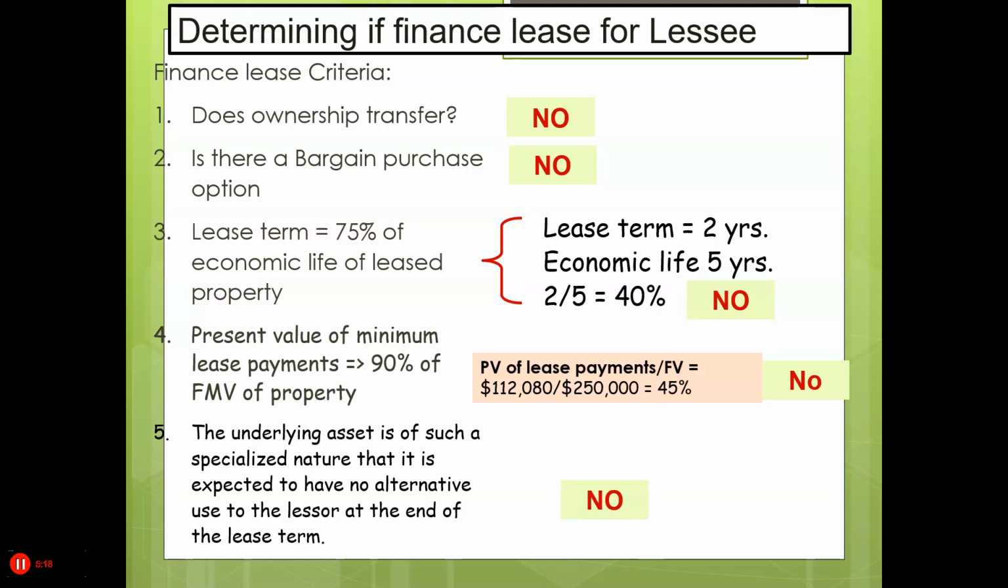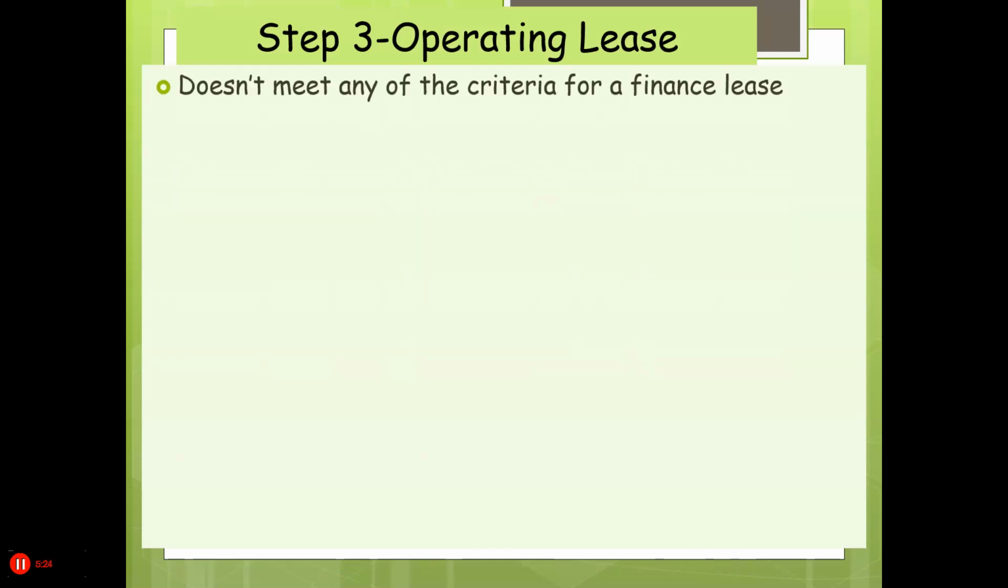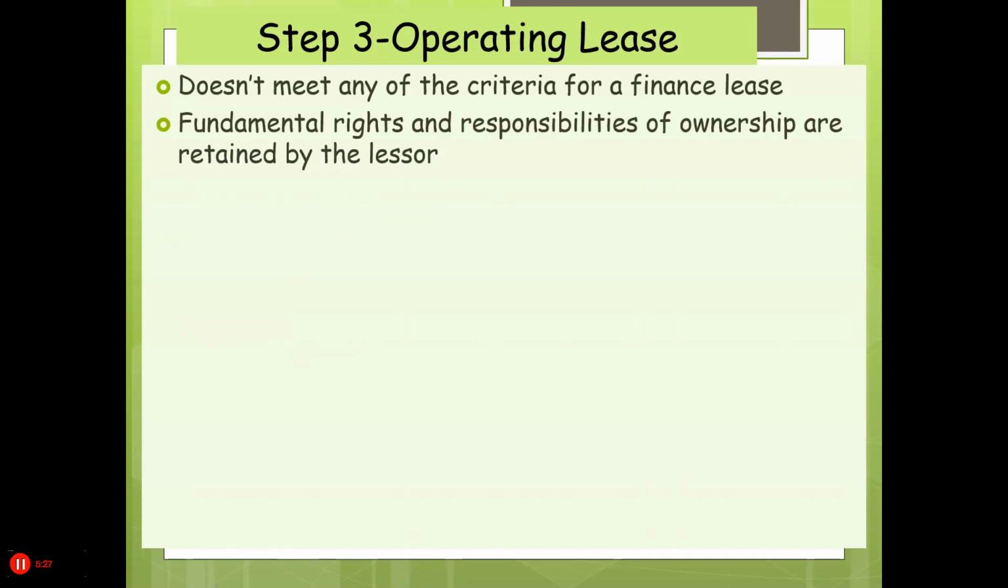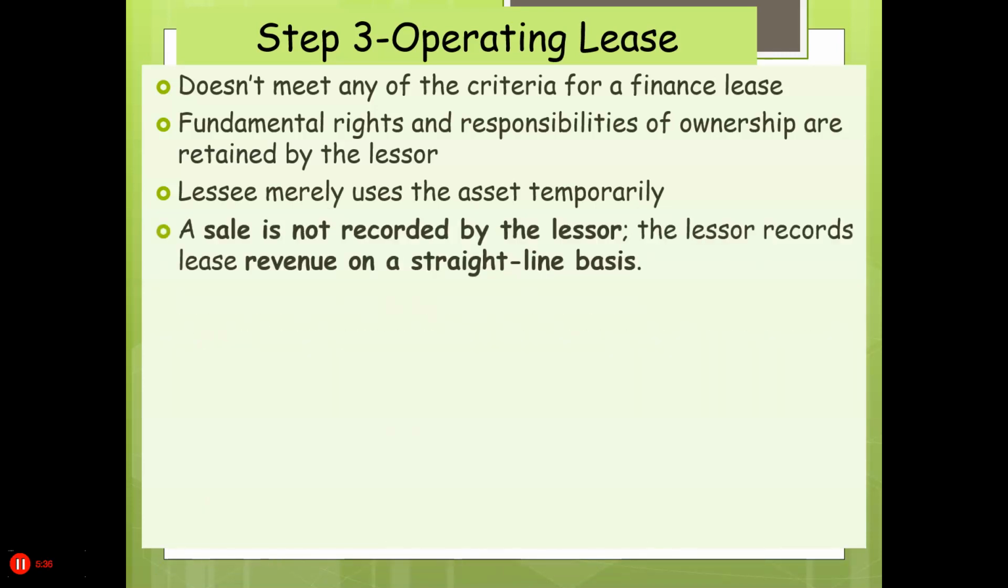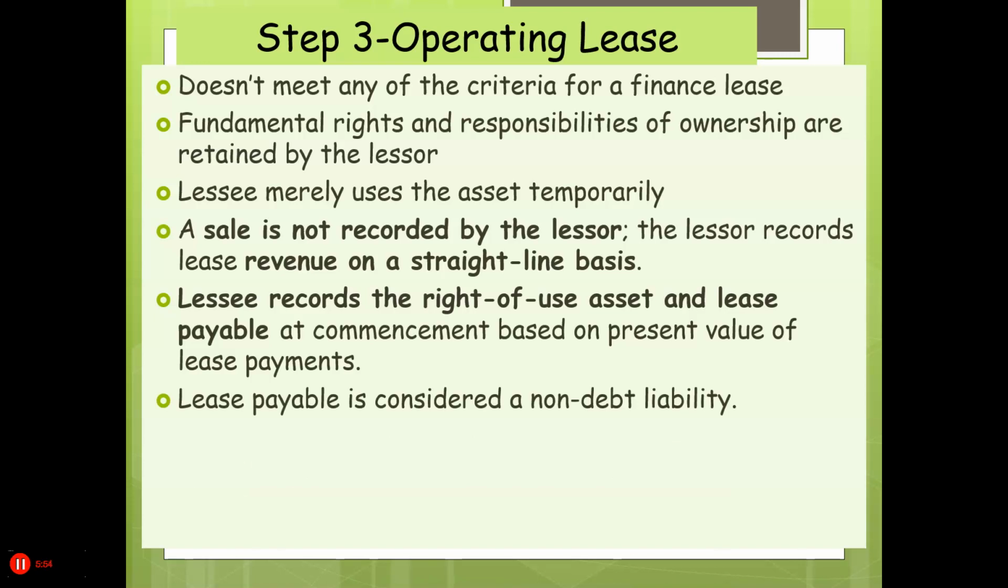So, step 3. This doesn't meet any of the criteria for a finance lease, so therefore, the fundamental rights and responsibilities of ownership are retained by the lessor. The lessee merely uses the equipment temporarily. A sale is not recorded by the lessor. The lessor records lease revenue on a straight-line basis. The lessee records the right-of-use asset because it's greater than 12 months, and the lease payable at commencement based on the present value of lease payments. Lease payable is considered a non-debt liability. So based on this, it meets the criteria of an operating lease that has to be treated as right-of-use.